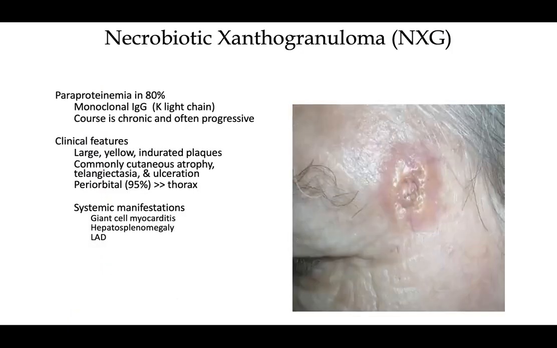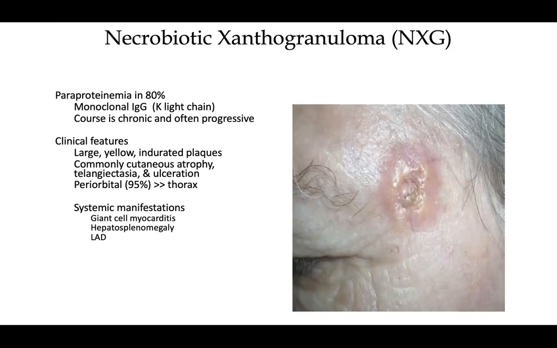Moving on to necrobiotic xanthogranuloma. These are clinically associated with large yellow indurated plaques. They often are periorbital. They can have telangiectasia and ulceration. They can often even be confused for sebaceous hyperplasia or basal cell carcinoma because their appearance on the face and then the yellow color makes people think sebaceous. The rolled border appearance makes people think of basal cell carcinoma.